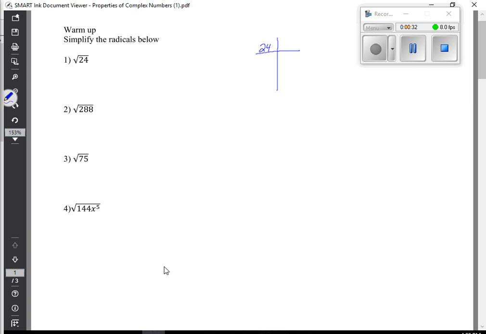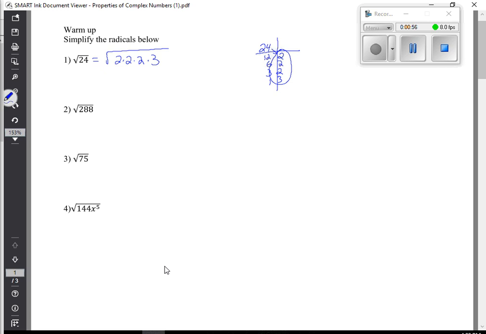So I know 24 divided by 2 is 12. 12 divided by 2 is 6. 6 divided by 2 is 3. 3 divided by 3 is 1. So this is my prime factorization. So 24, you can write that as 2 times 2 times 2 times 3.